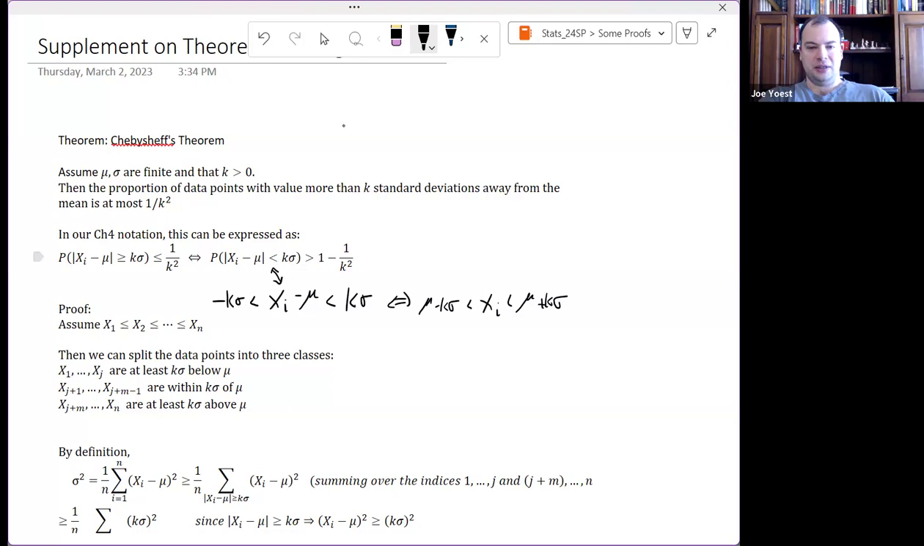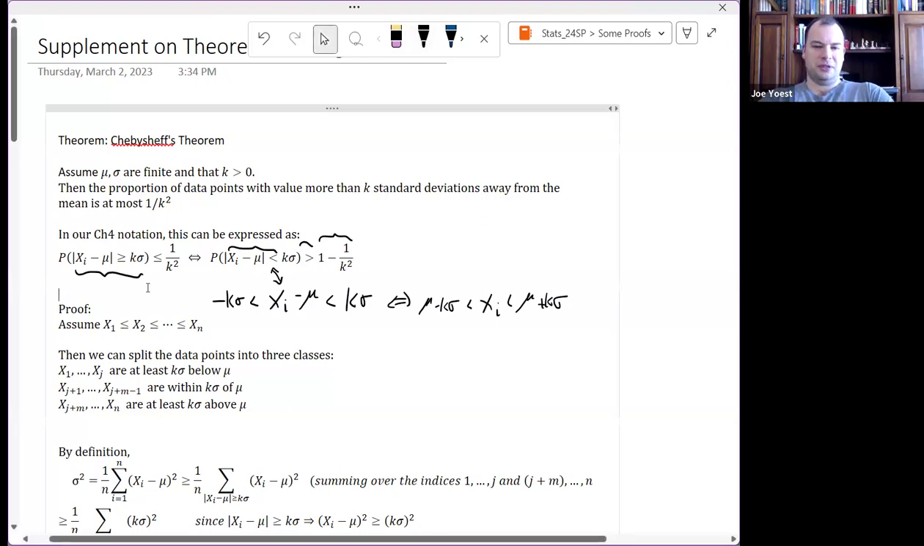So saying that the probability that the value is more than k standard deviations away from the mean is less than or equal to 1 over k squared is equivalent to saying that the probability that the value is less than k standard deviations away from the mean is bigger than 1 minus 1 over k squared. So we're using our rule of complementary events here, and then just a little bit of logic to realize that we need to flip that inequality sign.